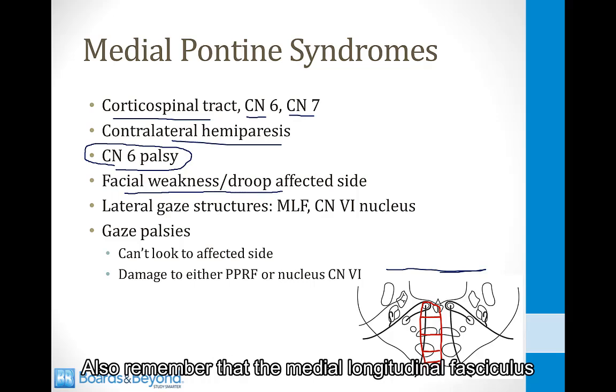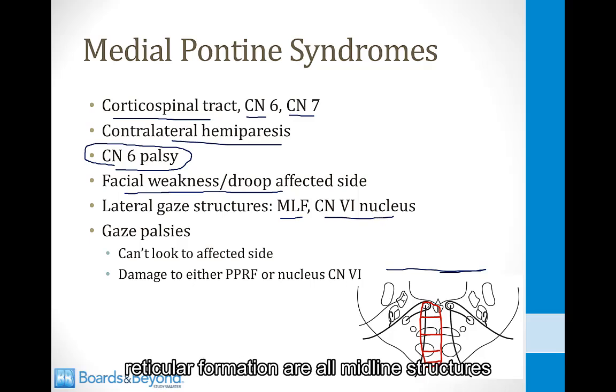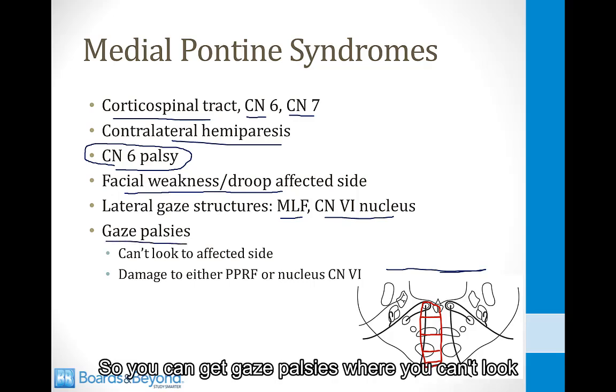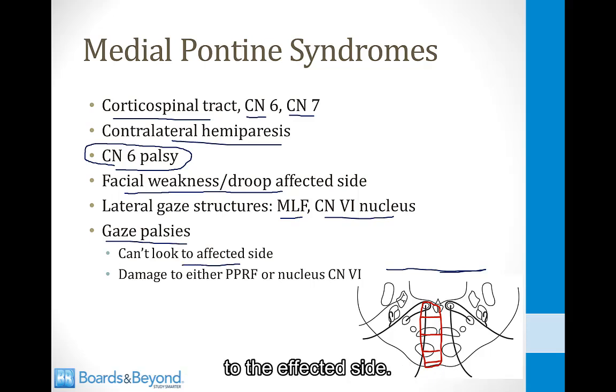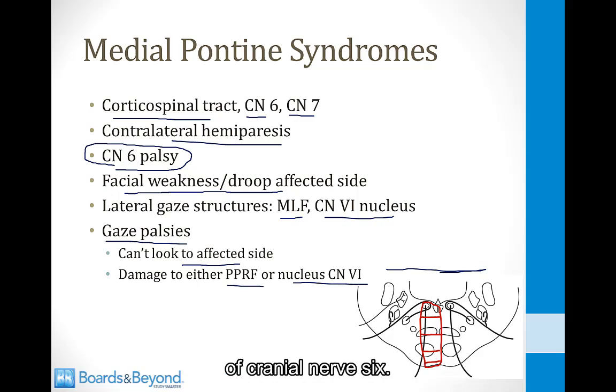Also remember that the medial longitudinal fasciculus and the cranial nerve 6 nucleus and the paramedian pontine reticular formation are all midline structures that you need for lateral gaze. So you can get gaze palsies where you can't look to the affected side if you have damage to either the PPRF or the nucleus of cranial nerve 6.